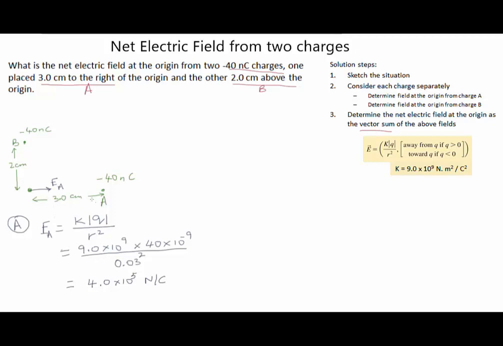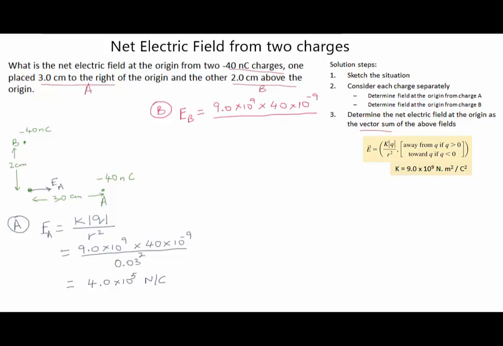Alright, we know its magnitude, we know its direction, so we're done with the electric field at the origin from charge A. Now we move on to charge B, and let me do that over here. Same equation, I've got E sub B, the magnitude of it will be K, which is 9.0 times 10 to the 9, times the absolute value of the charge, which again is 40 times 10 to the negative 9, divided by the square of its distance from the origin.